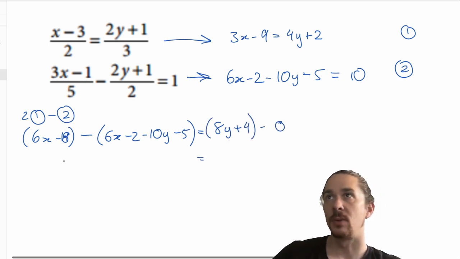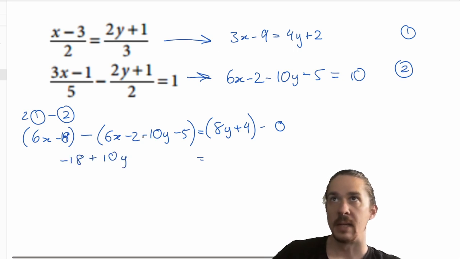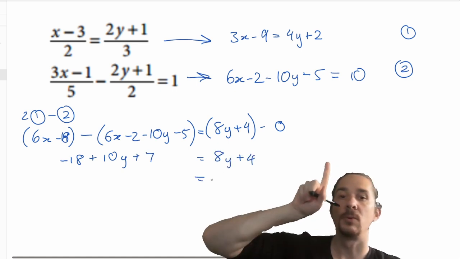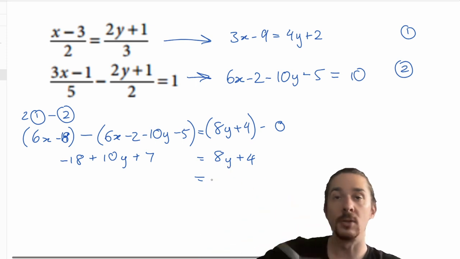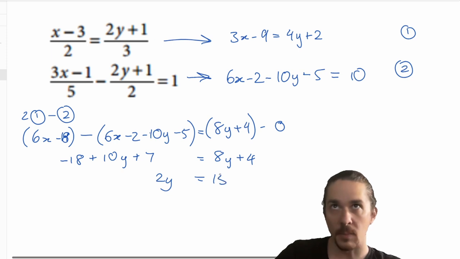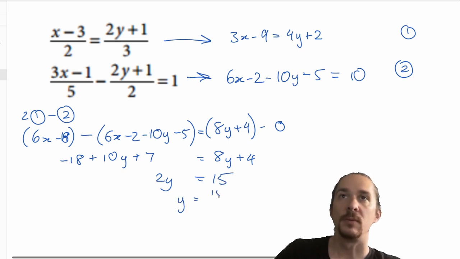6x's will cancel, so I'm going to have negative 18, and then this negative 10y will become positive, and this negative amount of 7 will become positive, and that's going to be equal to 8y plus 4. So let's collect our like terms. I'm going to put all the y terms to the left and all the constant terms to the right. So we're going to have 2y, and then over here we're going to have a negative 11. We add that to 4, so that's going to become 15. So y is going to be equal to 15 over 2, or 7.5.